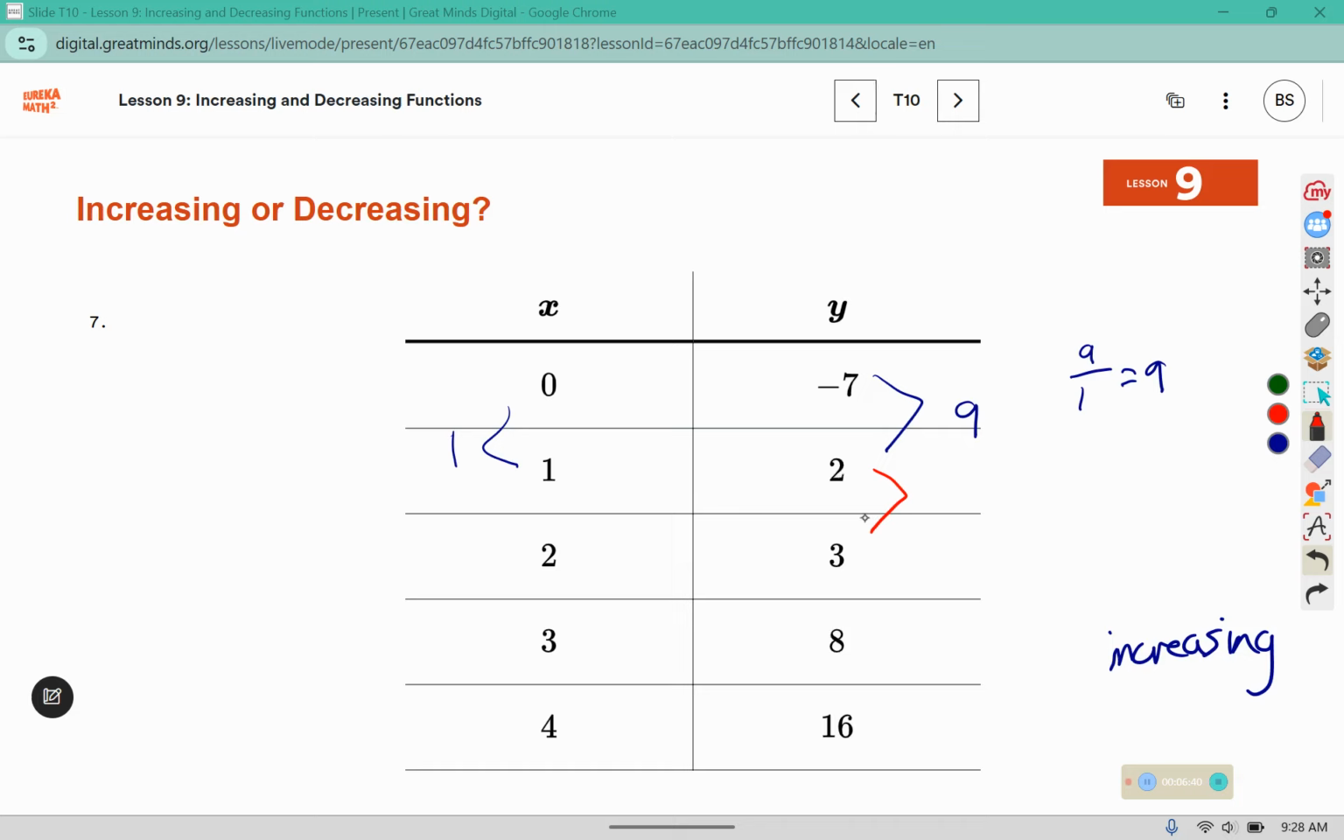Here, from 3 to 2, that was a change of 1, and a change of 1 here. But 1 divided by 1 is not equal to 9. So this is non-linear because the rates at each point in time are not the same.